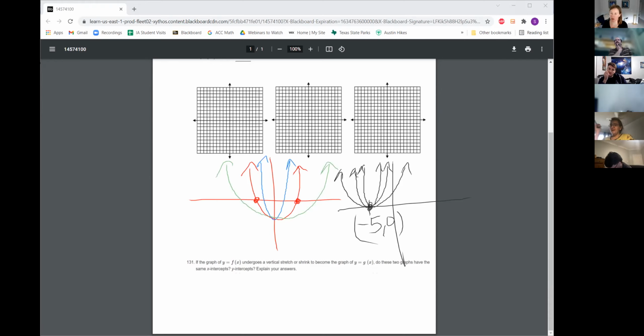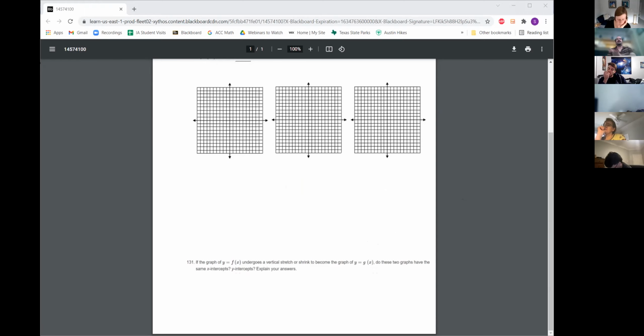Are you doing horizontal or vertical stretching and shrinking? Well, you said that they're only doing vertical, and it says if they do vertical, the x-intercepts will always stay the same. Why would they stay the same? Because it's still going to be the same factors with just a different coefficient out in front, basically. You're stretching. Oh, I'm doing it horizontally. Yeah, I think you're doing horizontal.